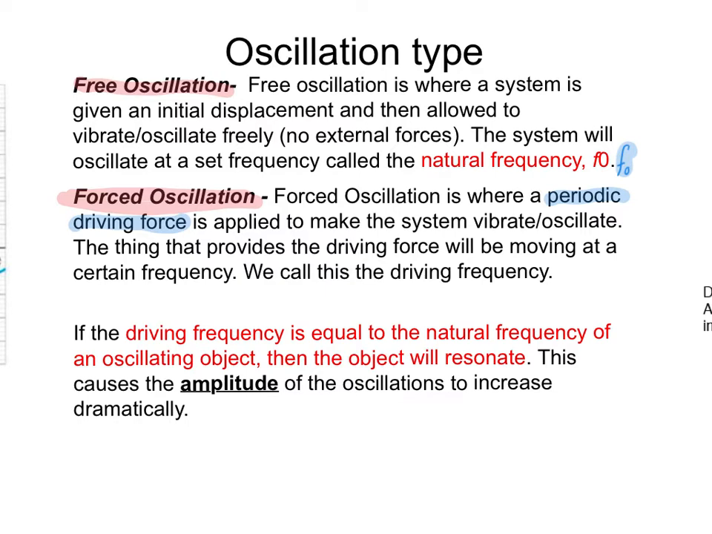So in that case, you're providing that constant driving force. You can even connect it to a signal generator, which can cause it to vibrate at a specific frequency. Obviously that driving force will be moving at a certain frequency, and we call this the driving frequency. So we introduce 2 types of oscillations, free and forced, and they both are linked to a specific name of frequency. One of them is natural, the other one is driving frequency. Now, if the driving frequency is equal to the natural frequency of the oscillating object, then the object is going to resonate.